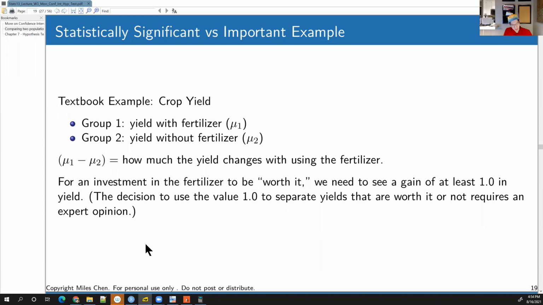And maybe a company says, you should use our fertilizers because that's going to improve your crop yield. And maybe you say, oh yeah, that would be great. But how much is it going to cost? And they say, well, in order to build the systems that are going to distribute the fertilizer, it's going to cost you thousands and thousands of dollars. And you say, oh, that's a lot of money. In order for that investment to be worth it, I need to see a gain of at least, I don't know how you measure crops, but we're going to just say 1.0, whatever per whatever.